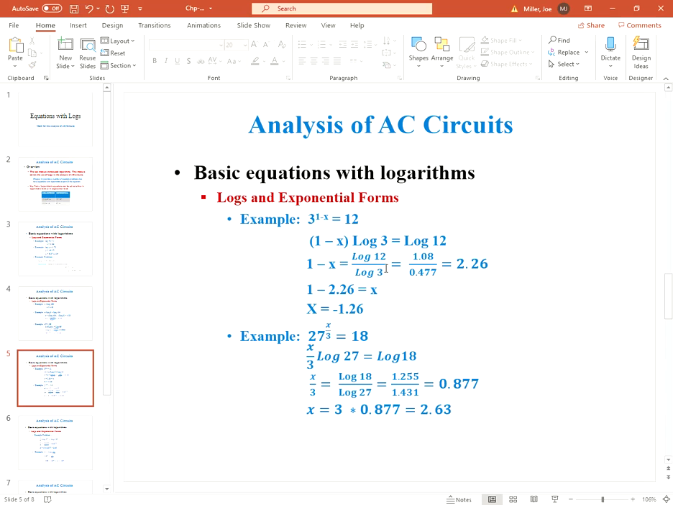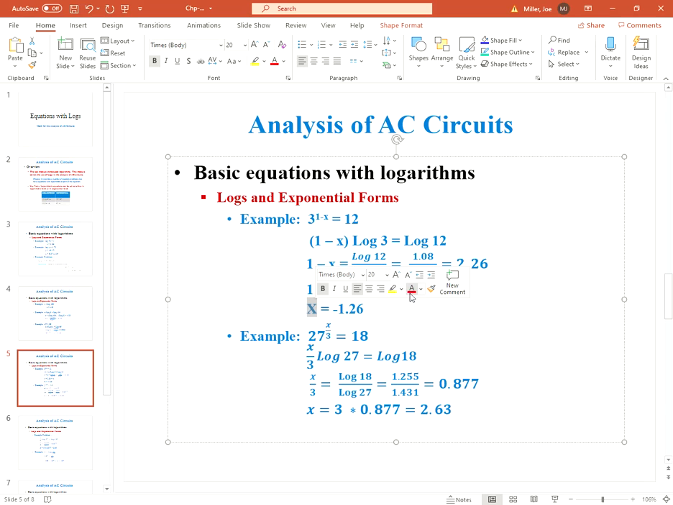And you take the log of both of those numbers and you carry out the division, and you're left with 2.26 equals 1 minus x. Subtract 2.26 from both sides, and subtract x from both sides, and you're left with 1 minus 2.26 equals x, and x equals minus 1.26.